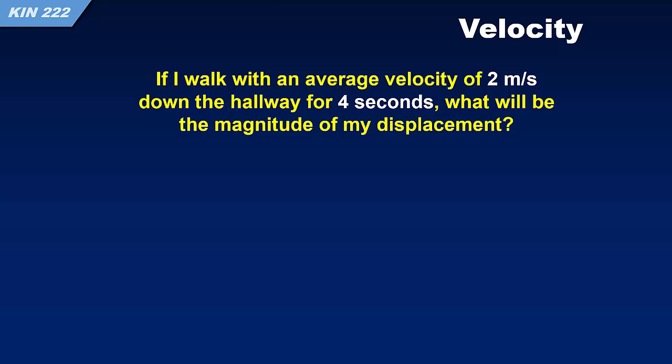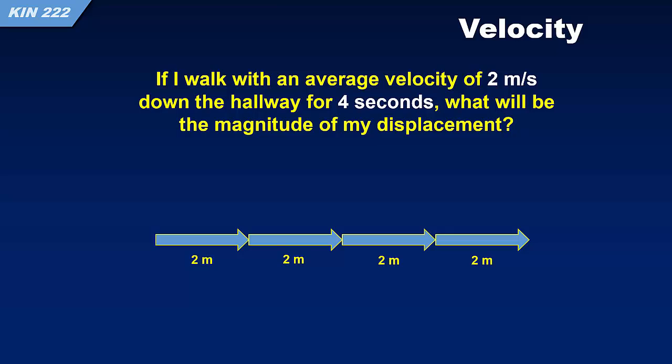So if I'm walking down a hallway with an average velocity of 2 meters per second, and I walk down that hallway for 4 seconds, what's going to be the magnitude of my displacement? Now this isn't a really tough example. If I'm going 2 meters every second, so here's 2 meters for 1 second, and I do that for 4 seconds, so another 2 meters, another 2 meters, another 2 meters. So I travel 2 meters every second for 4 seconds. It's pretty easy to tell that my displacement is going to be 8 meters.